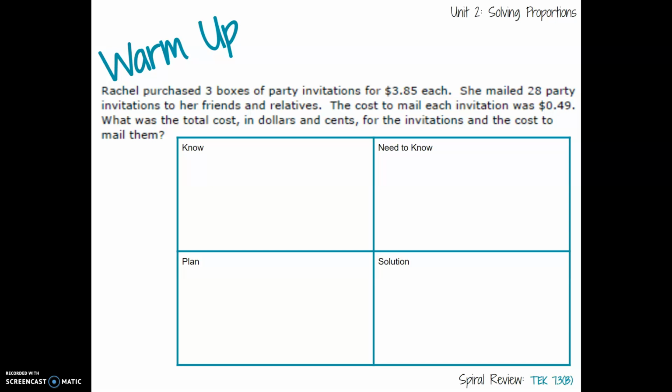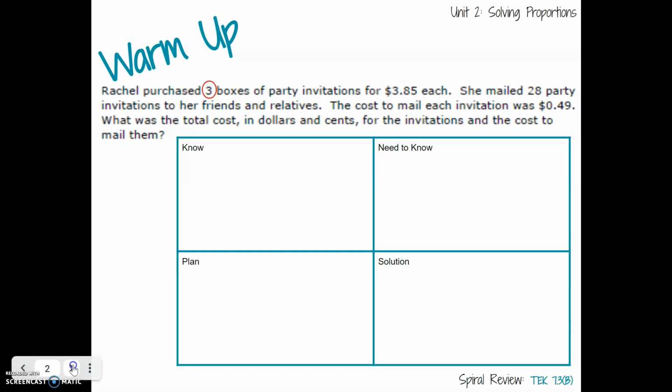Rachel purchased 3 boxes of party invitations for $3.85 each. She mailed 28 party invitations to her friends and relatives. The cost to mail each invitation was 49 cents. What was the total cost in dollars and cents for the invitations and the cost to mail them?